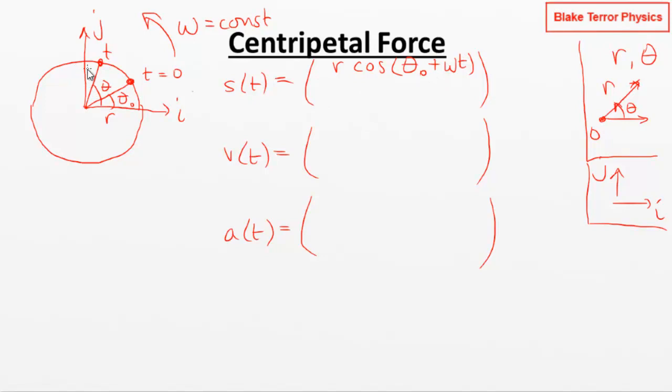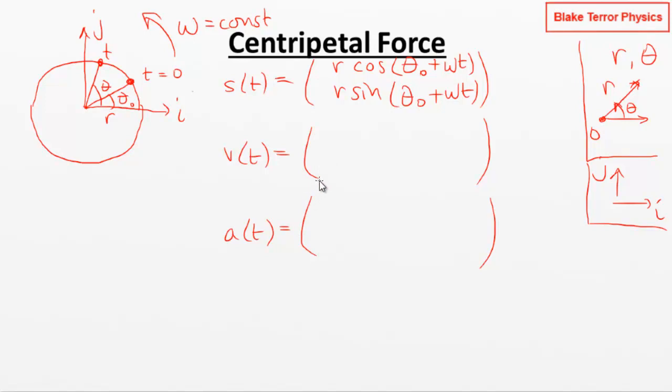We can then say, well, what is the j component? Well, it's the sine of that angle, r sine (theta 0 plus omega t). So that's pretty easy to write out what our position vector is. Now we just got to differentiate that twice, and we've got our velocity and our acceleration.